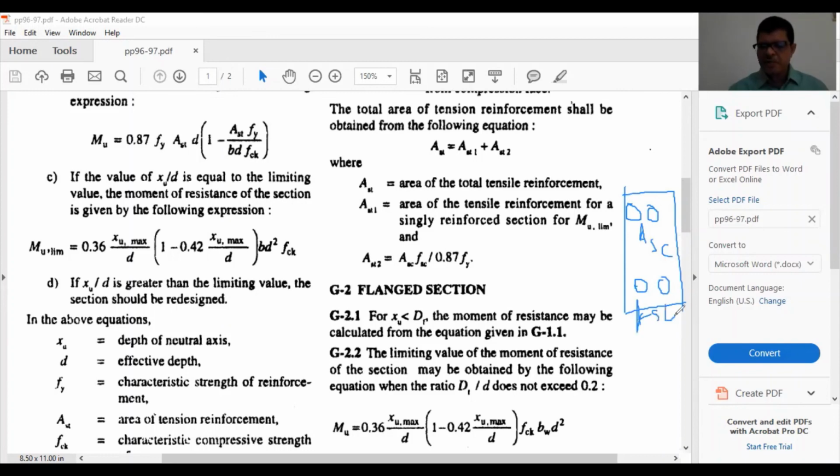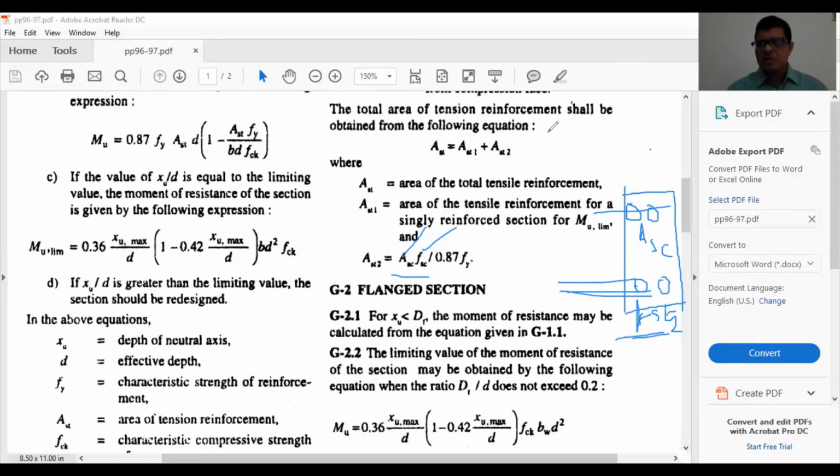Now the forces will be in equilibrium. AST2 into 0.87 Fy is the force at that level, and here it is ASC into the stress in the compression steel, that is FSC. So ASC into FSC is equal to 0.87 Fy into AST2. If you know ASC and you know FSC, the stress in the steel in compression corresponding to the strain, as already explained earlier, you can find the value of AST2.